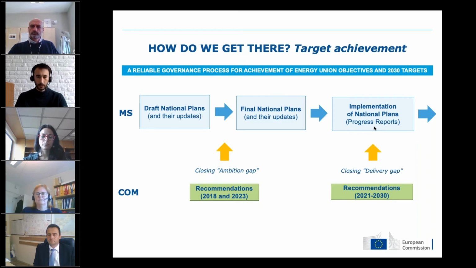Again, if you remember the origin of the whole governance process, one of the most important objectives of this recommendation is to make sure that we achieve our collective objectives for 2030. So we need to make sure that the national contributions, notably for renewables, energy efficiency and greenhouse gas emissions, but there are more dimensions than that, allow us to reach our objectives.